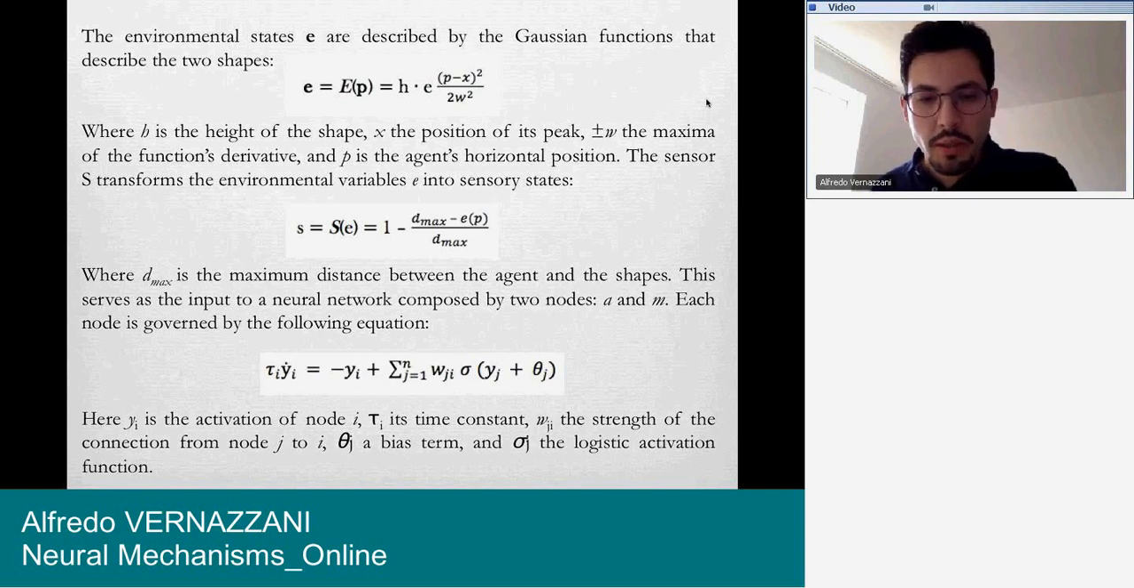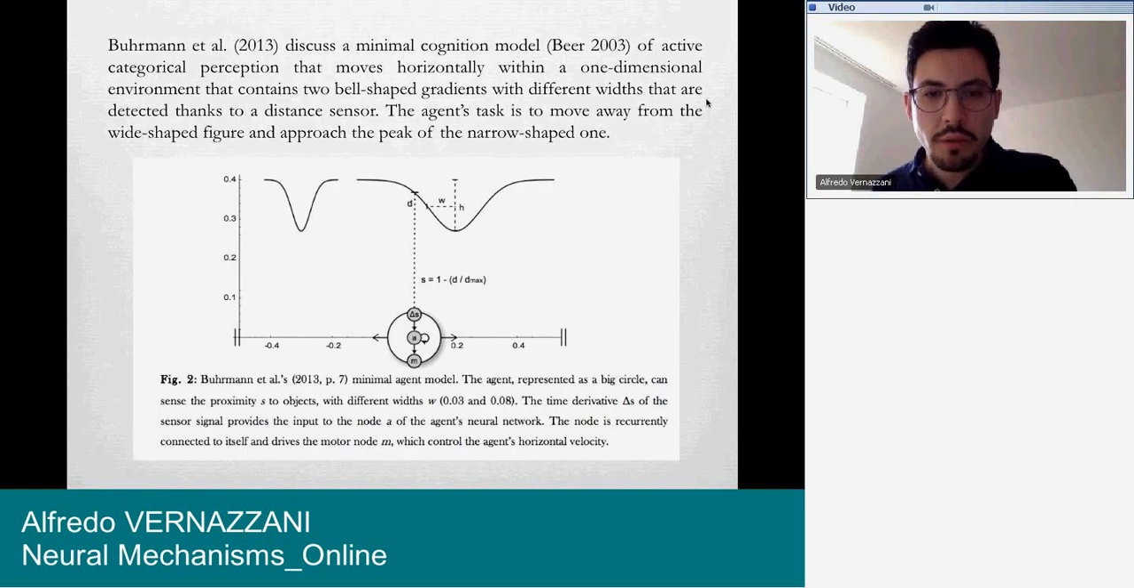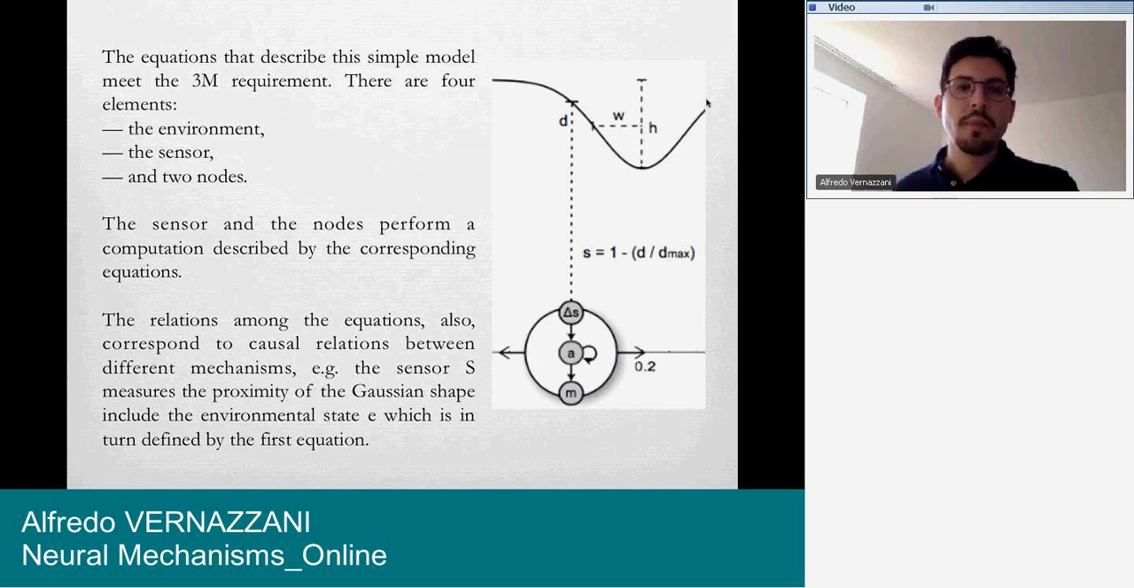Now, we can skip the gritty details here, but basically I can show you again the picture. Here the two nodes are A, as you see at the center of the big circle, and M. So you see the sensor delta S is bringing information to A, which is then bringing information to M, the two nodes. Here are the equations that describe its behavior. Now, the equations describing this simple model meet the 3M requirements, I think. There are four elements: the environment, the sensor, and two nodes. The sensor and the nodes perform a computation described by the corresponding equations. And the relations among the equations also seem to correspond to some causal relation between different mechanisms.